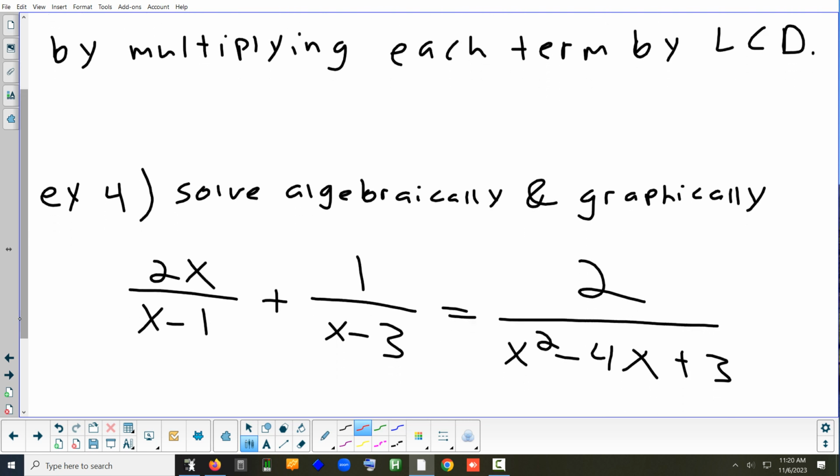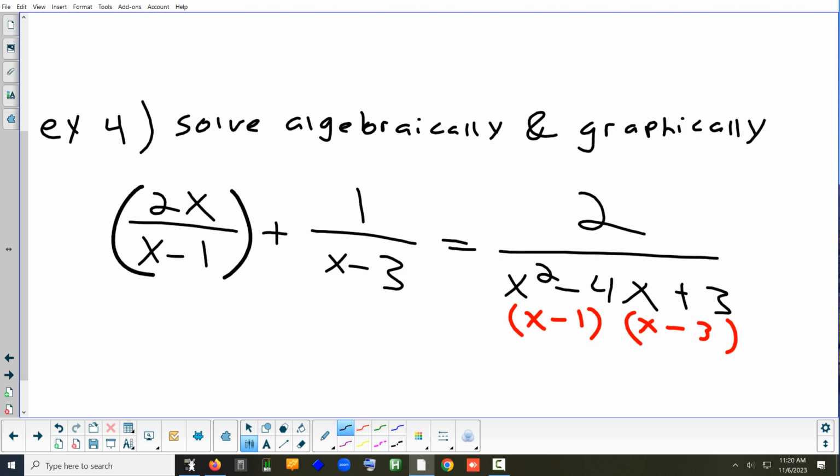So how could I check that x squared minus 4x plus 3 is the product of those two? What could I do with the x squared minus 4x plus 3? You could factor it. Let's just factor it. The first term would have to be an x and an x. Both negative, because you have a negative in the middle and a positive at the end. And then two numbers that multiply to give me 3. 3 and 1. So it's x squared minus 4x plus 3. Perfect. So the denominator on the right is the product of the two on the left.